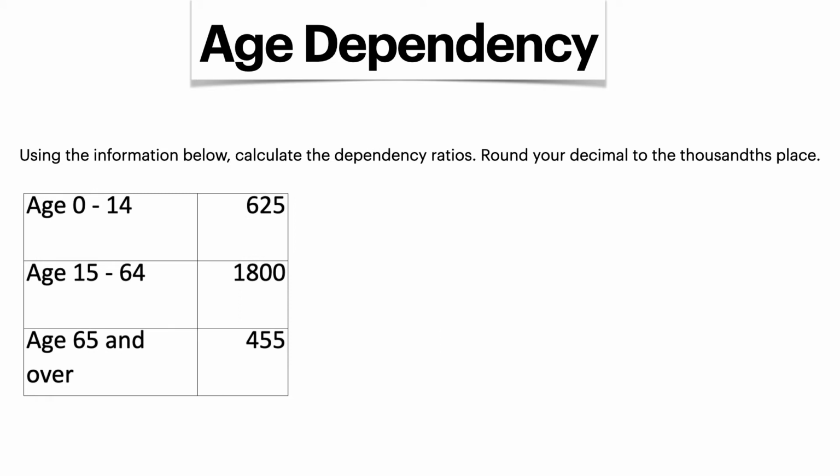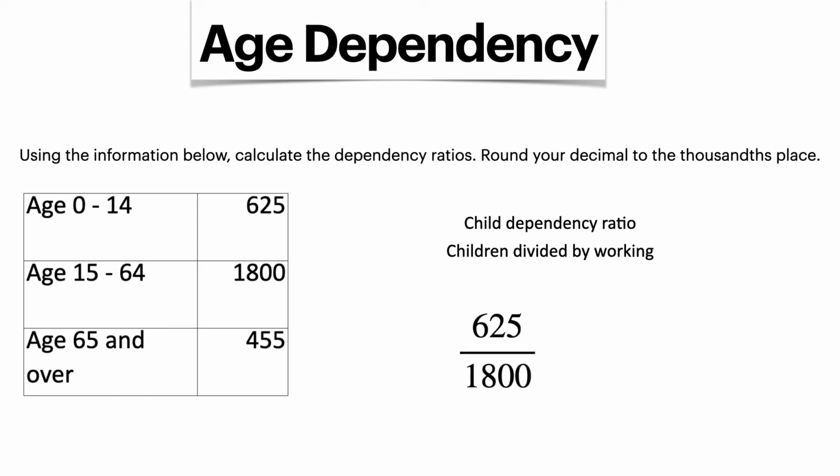So here, using the information below, calculate the dependency ratio, round the decimal to the thousandths place. Okay. Let's look at the child dependency ratio. So in this example, there's 625 children, and for the working age, there's 1,800. So I can reduce that fraction to 25 over 72, and this would be the child dependency ratio.